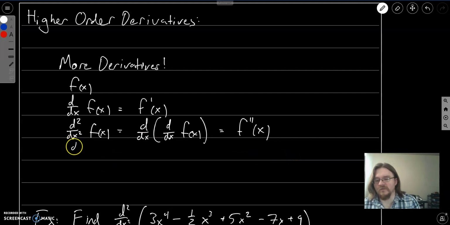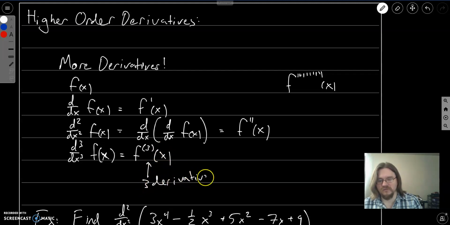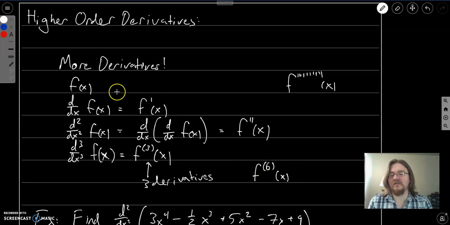And then we can even go further. We could take, say, 3 derivatives. And rather than writing 3 primes, 4 primes, 5 primes, and having to sit there and count all of them, what we normally do is write how many primes there would be in parentheses up top. So that means 3 derivatives. So for instance, we could have f^(6), which would be the 6th derivative of f. And all there really is to any of this is just taking the derivative multiple times.